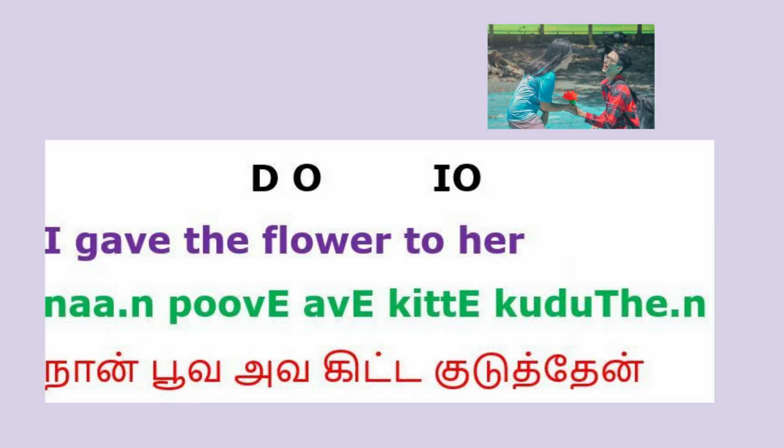The next one is I gave the flower to her. Flower is the direct object and to her, she is the beneficiary here. So she becomes the indirect object. Na poova avakitta koduthen. To her, I gave the flower. Poo becomes poova. Na poova.